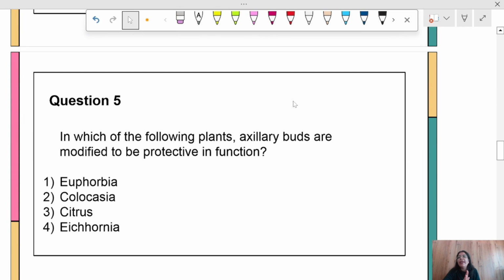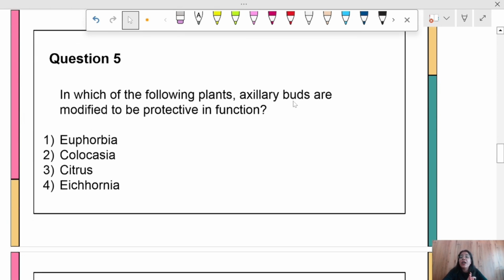Understood? Okay. In which of the following plants are axillary buds modified to be protective in function? You might have seen that there are certain plants in which you will see sharp, woody, pointed structures which are there for protecting the particular plant from any grazer or herbivore. So will you see that condition in Euphorbia? No. Colocasia? No. Eichhornia? No. It should be written in italics, okay?